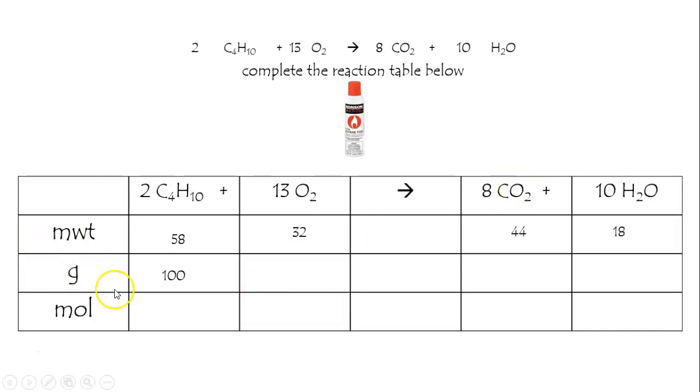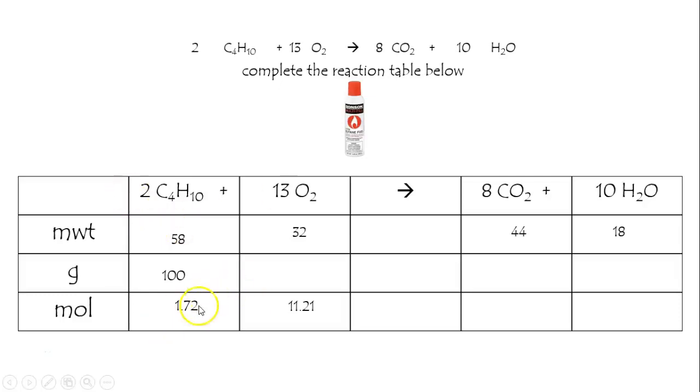How many moles do we have? Well, if 58 grams is a mole, and we have 100 grams, that's almost 2 moles, 1.72 moles. Since it reacts with 6.5 times as many, notice that 2 requires 13. We multiply that through, and we require 11.21 moles of oxygen.